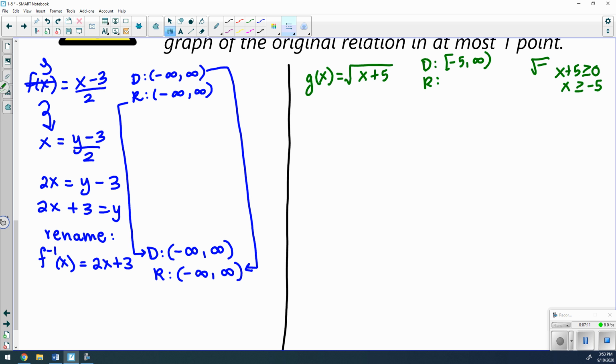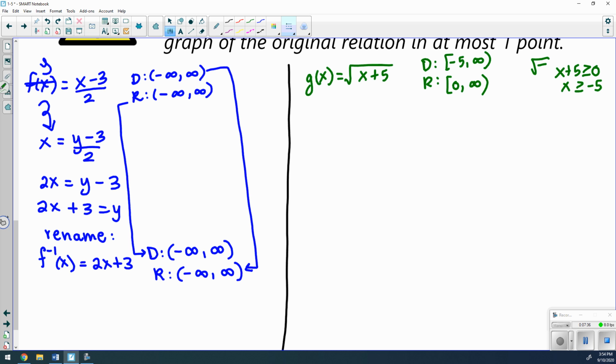So think about that. I can't have anything less than 0 underneath that square root symbol. What's the first thing that's going to give me 0? Negative 5. And then anything less than negative 5 is going to result in a negative number underneath there. And then along those same lines, what does that imply about my range? It means that the smallest number I'm going to get out of this function is 0. So all of my possible outputs will be from 0 to infinity.